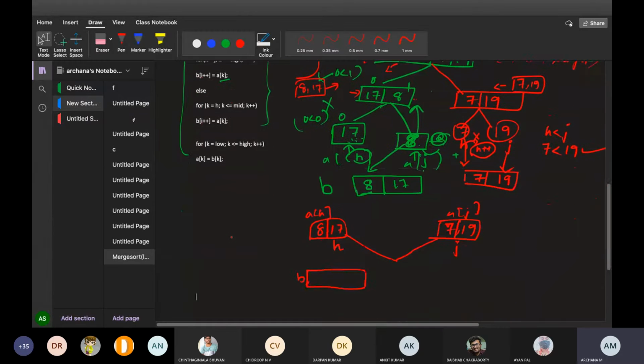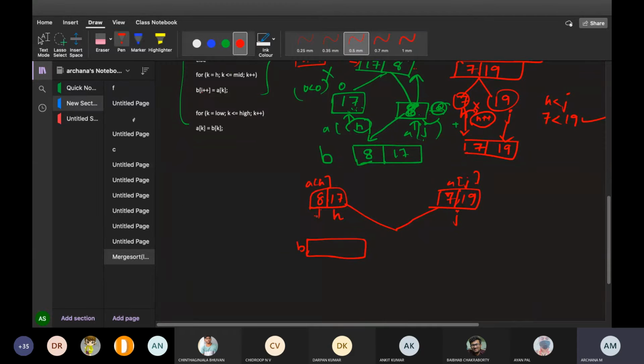Now look here, I have to check this condition. What is this? A of H is less than A of J. What is A of H? 8. That is, first I'll take this value. 0, 1, this is 2 and this is 3 according to that array. Okay, so is 8 less than 7? Is the condition true or false? Tell me the answer. False. Now the condition is false. So now what happens? Come to the else part. H is still here only. J is here. Now I'll put 7 into the array.